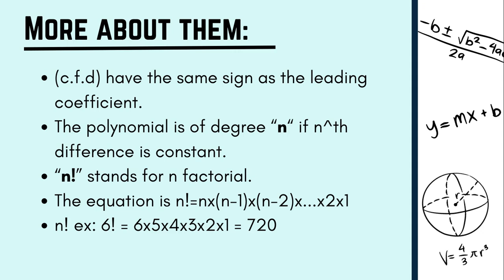n! stands for n factorial. The equation is n factorial equals n times n minus 1 times n minus 2, and it keeps on going. An example of n factorial is 6 factorial, which is 6 times 5 times 4 times 3 times 2 times 1, which equals 720.